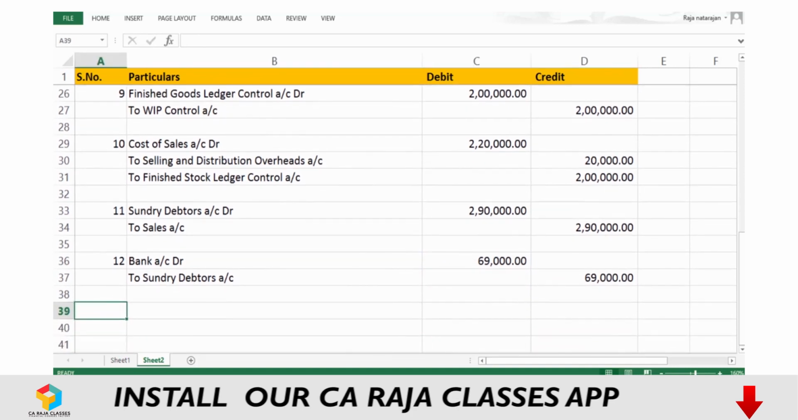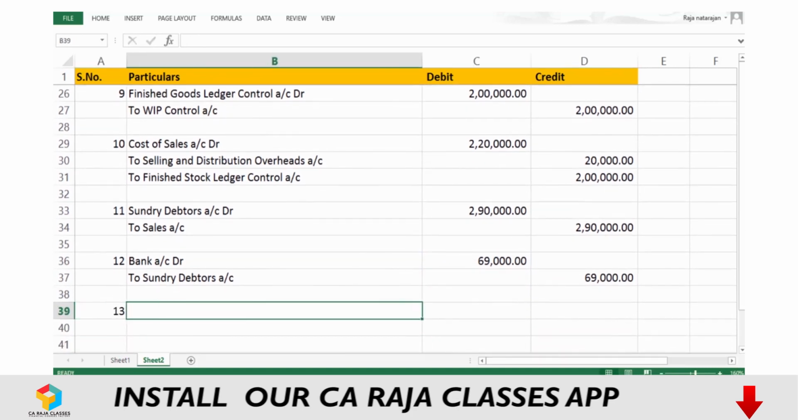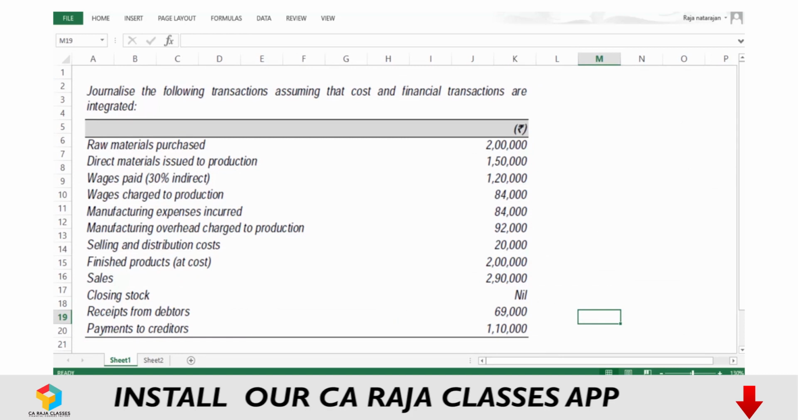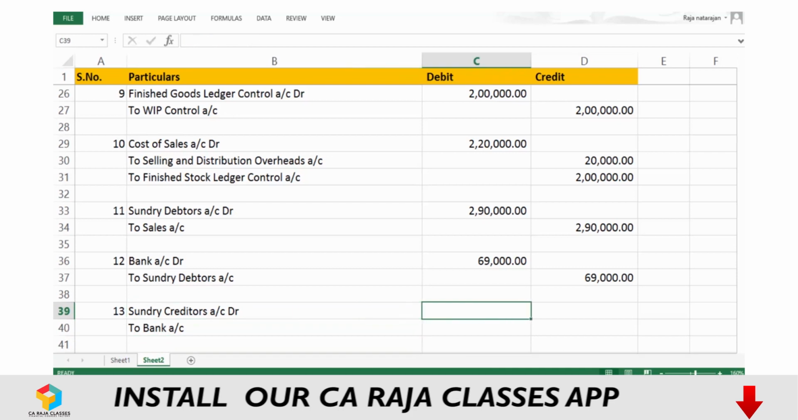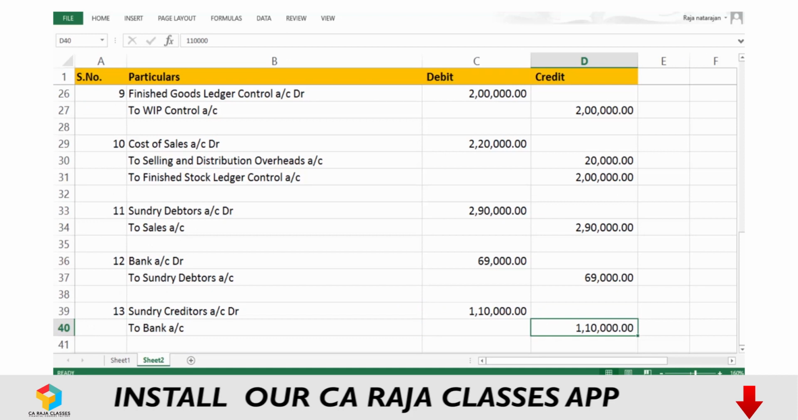Then finally item number 13, payment to creditors, which is 1,10,000. When payment is happening, we have to debit the sundry creditors. Sundry creditors account should be debited to bank account, and the amount involved is 1,10,000. So we have completed all the entries.